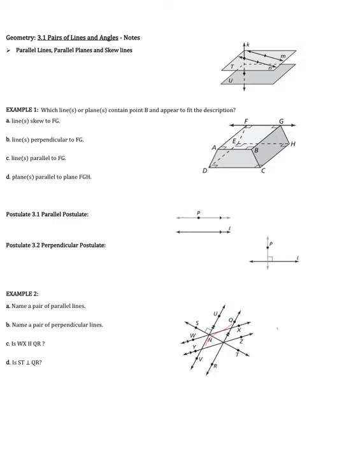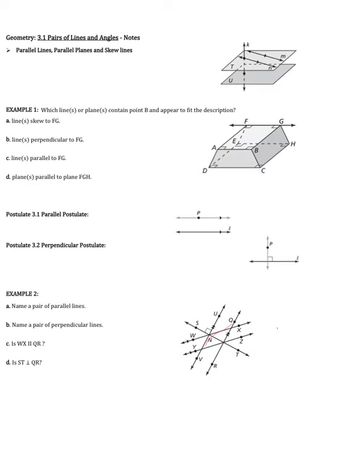Hello geometry, and welcome to chapter 3. This is going to be all about parallel and perpendicular lines, and in this section we are going to learn about some angle relationships that lines create when they intersect. So first we're going to look at what happens when lines don't intersect.